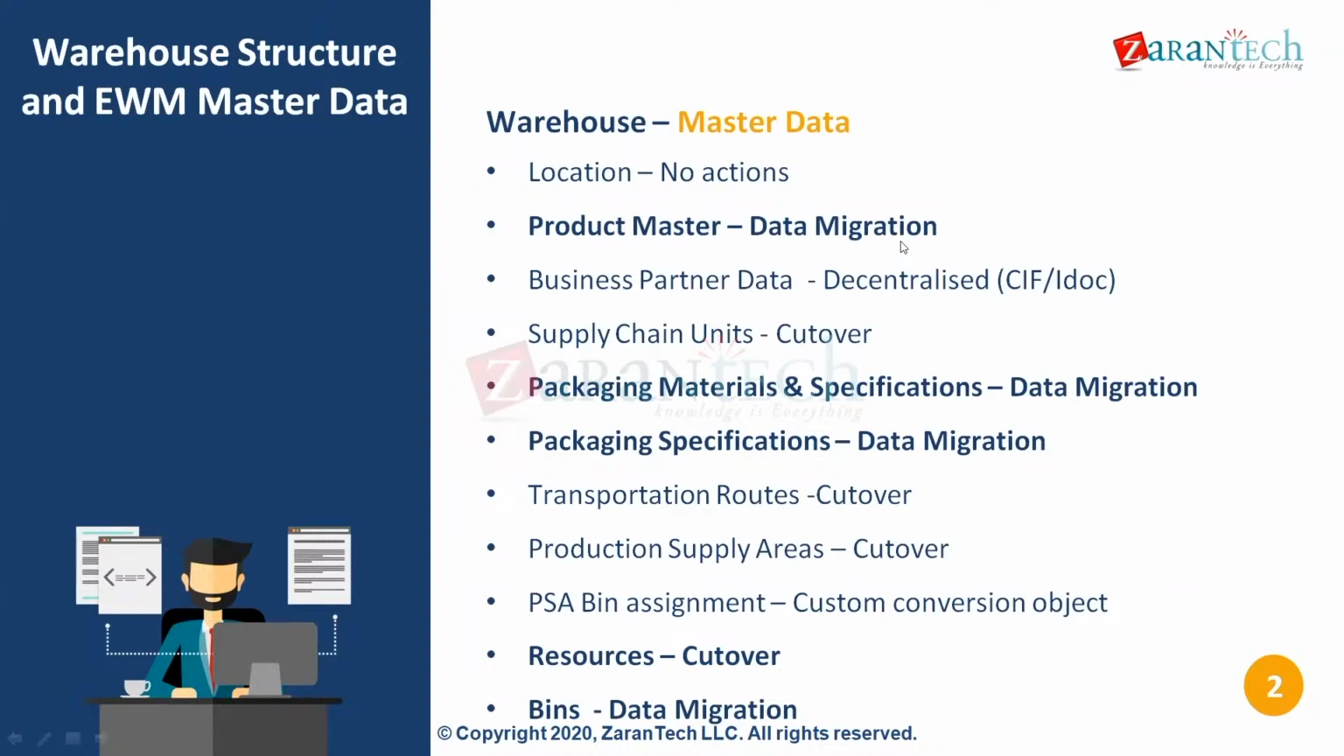We'll talk about the mass upload of product masters. Business partner data, we need business partners, especially in a decentralized system, where we create them either using SIF or IDOC. Supply chain units are not many in number, right? So we do them as cutover. Like we have created a supply chain unit for our shipping point, and a supply chain unit for the warehouse. So we try to cover it as part of cutover.